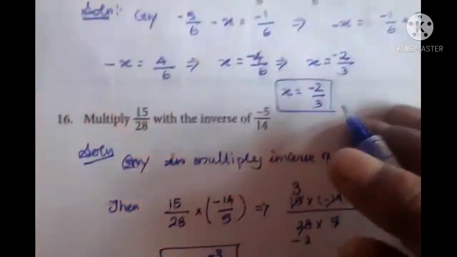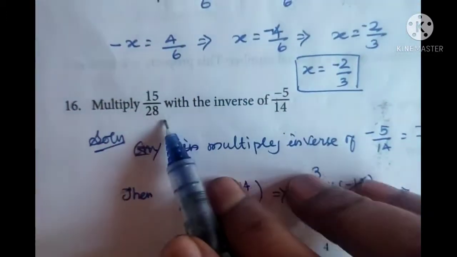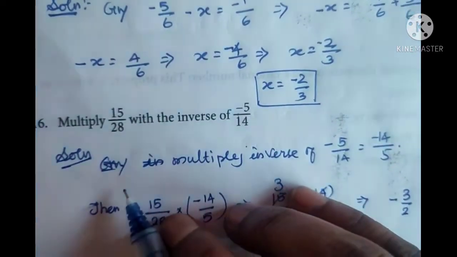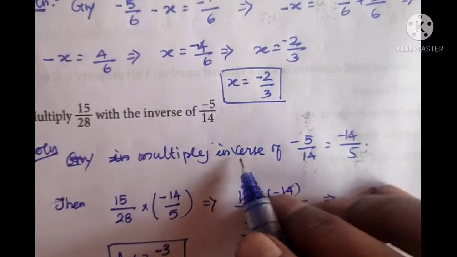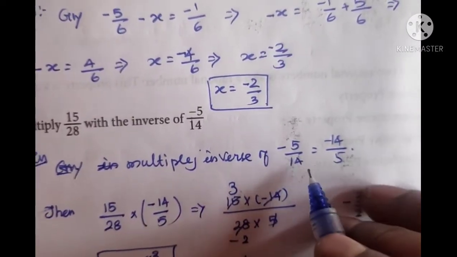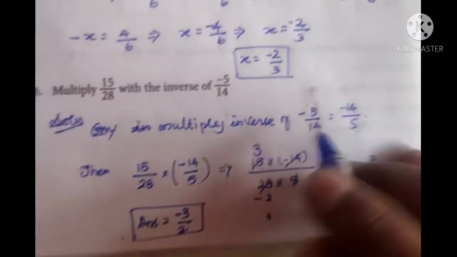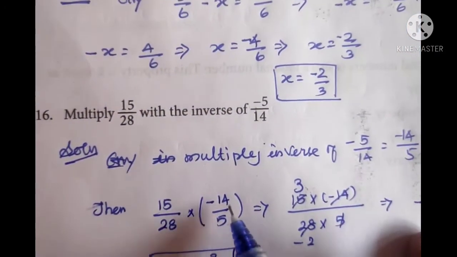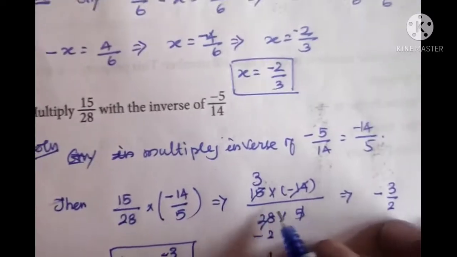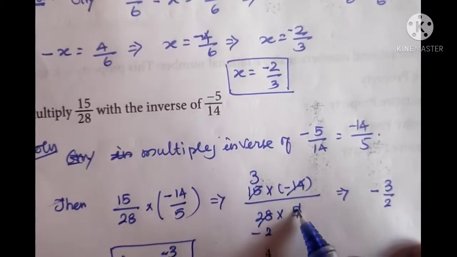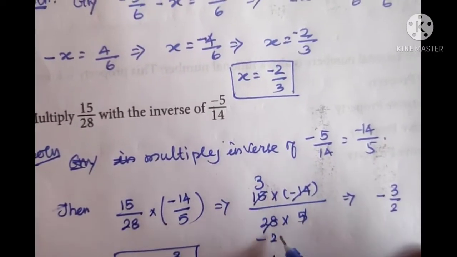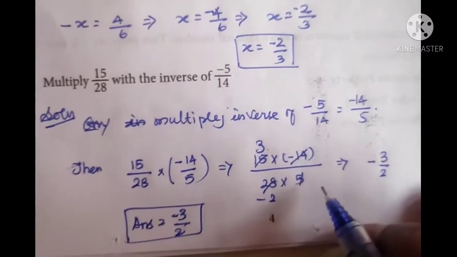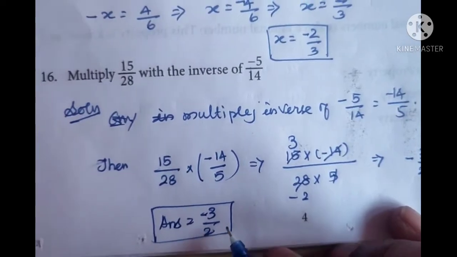minus 2 by 3. Multiply 15 by 28 with the inverse of minus 5 by 14. Given, the multiplicative inverse of minus 5 by 14 is equal to minus 14 by 5. Then 15 by 28 into minus 14 by 5. We simplify this: 3 5s are 15, 2 14s are 28, so that we get minus 3 by 2. Answer is minus 3 by 2.